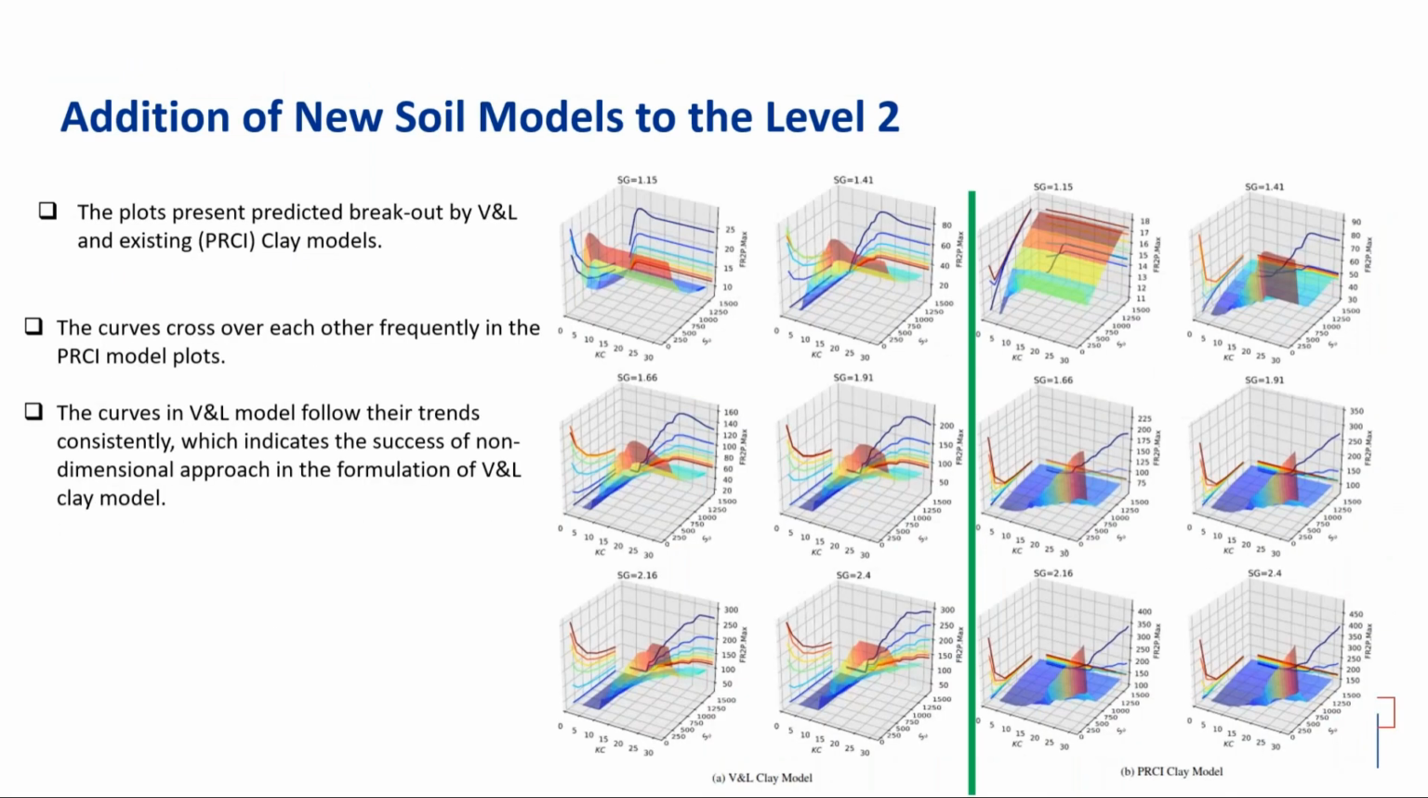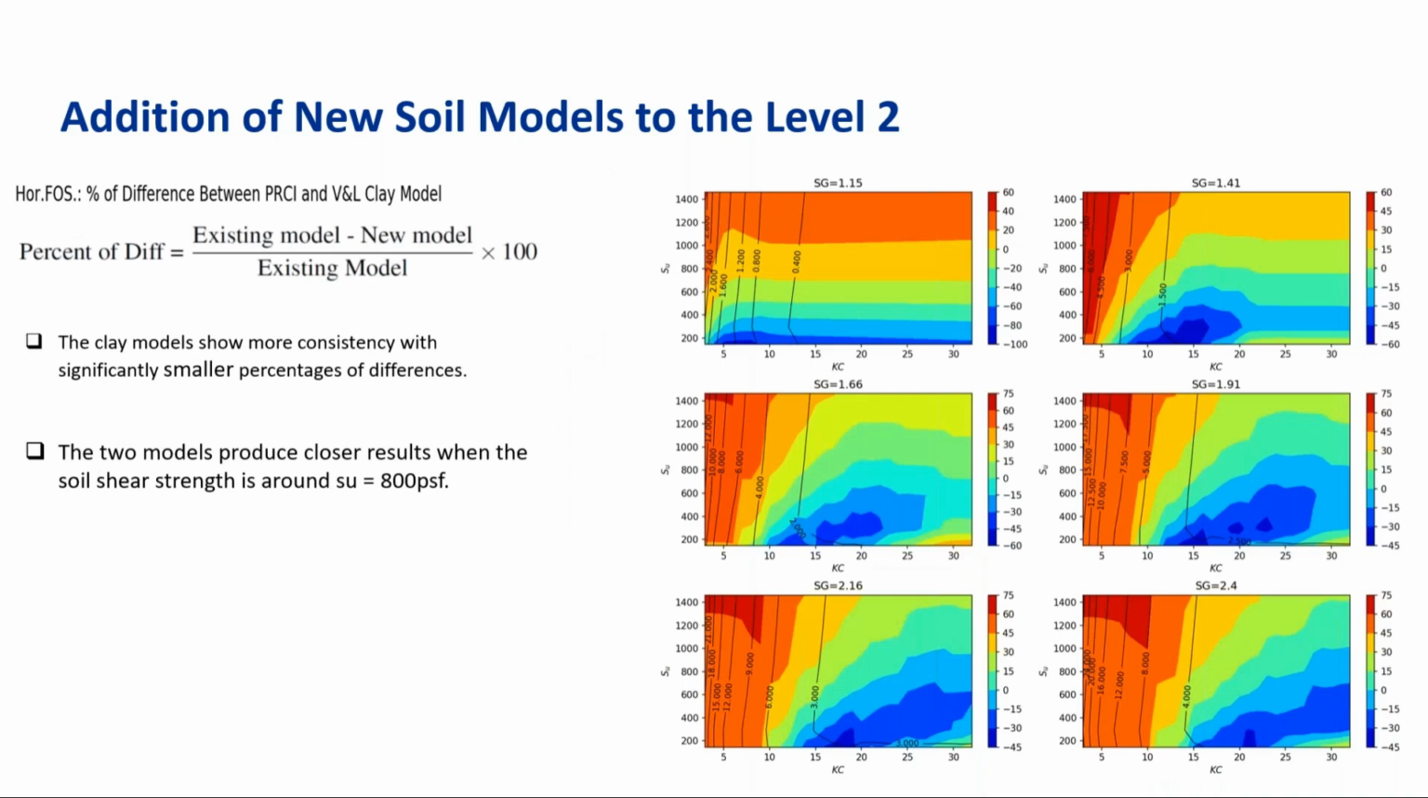This is the same plots just for a different soil, which is a clay. For argument's sake, I'll skip this plot as well, just to save some time. And again, you could see the differences in the clay are much less than the differences in the sand. The differences are smallest where the SU, the shear strength, is around midpoint. We get closest results between the old and the new models. Thank you. Next one.